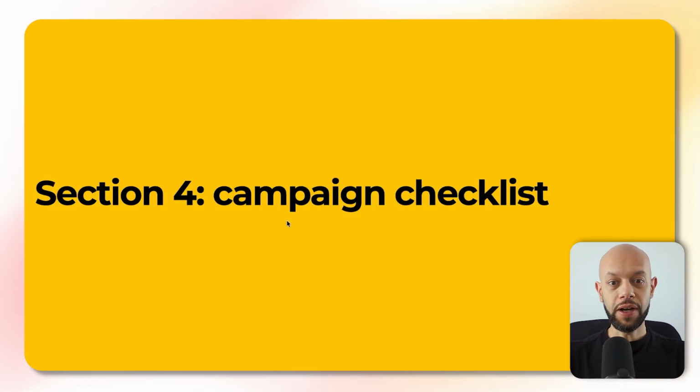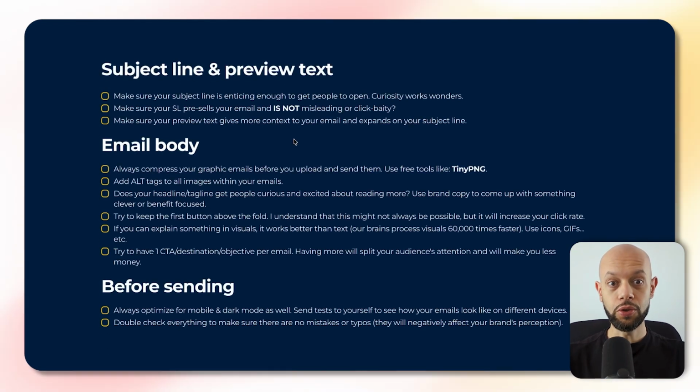Let's go through the final campaign checklist here. Make sure to go through this checklist before you send any email. The first one is to make sure your subject line is enticing enough to get people to open. Curiosity works wonders here. Make sure your subject line pre-sells your email and is not misleading or clickbaity. This is very, very important. And the third thing is to make sure your preview text gives more context to your email and expands on your subject line. Again, a small improvement in subject line could result in a massive improvement in open rates.